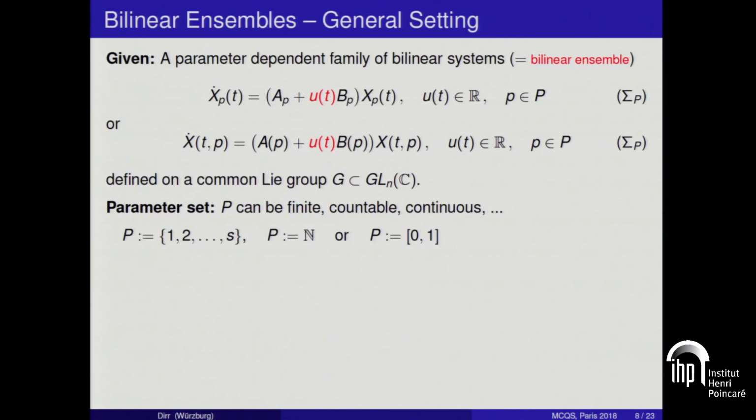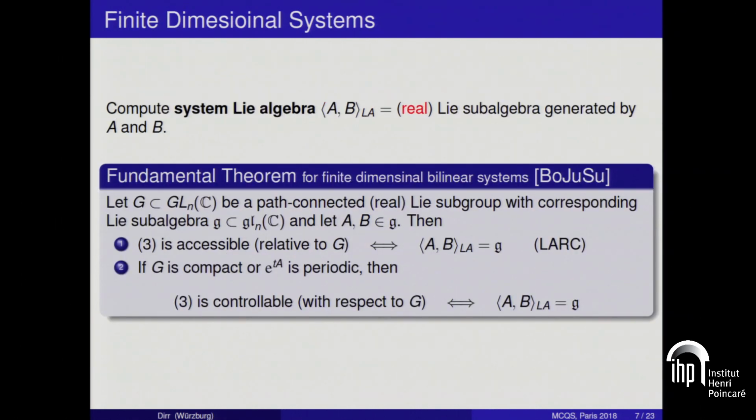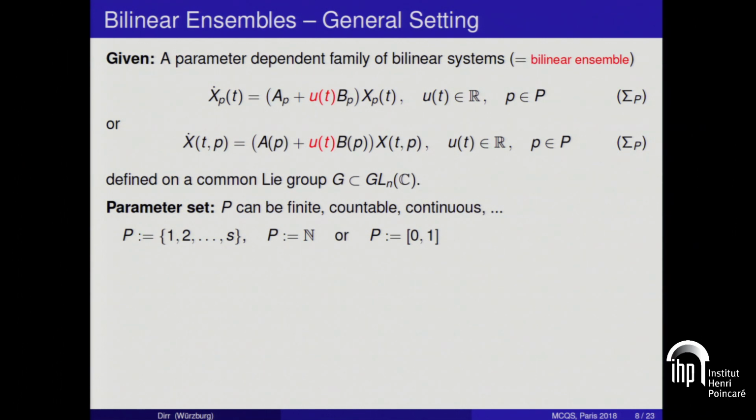Okay, now let's pass to the ensembles. So let's pass to the parameter-dependent systems. This was for one particular system, so let's say for one fixed parameter value. Now let's pass to the parameter-dependent case. So capital P is the parameter set, small p denotes one possible parameter, and I usually use this kind of notation if the parameter set is finite or countable, so I put the parameter in the index. If the parameter set is a continuous set like the unit interval, I prefer to use this type of notation.